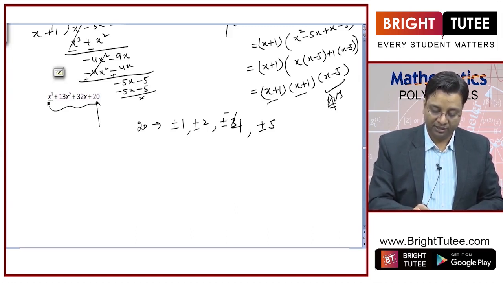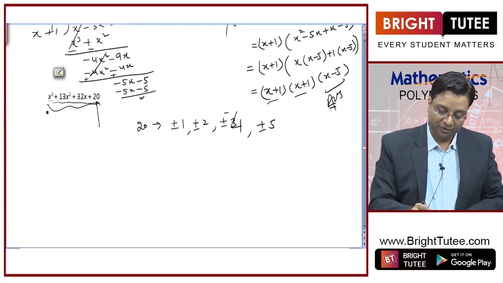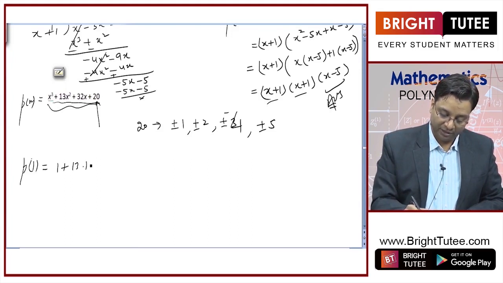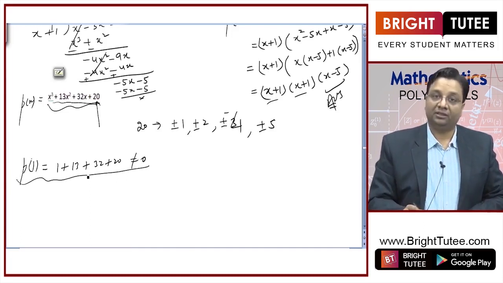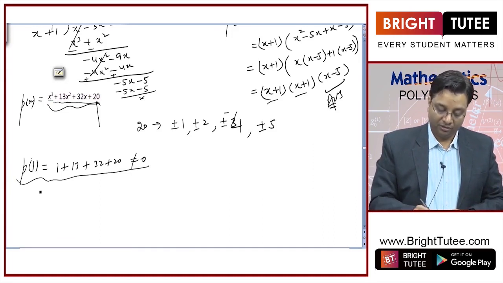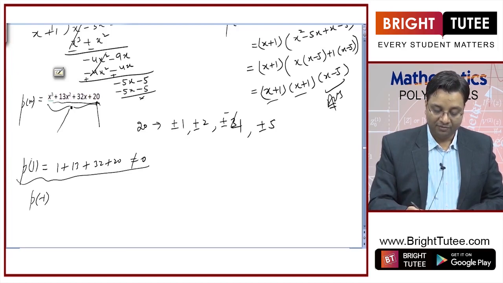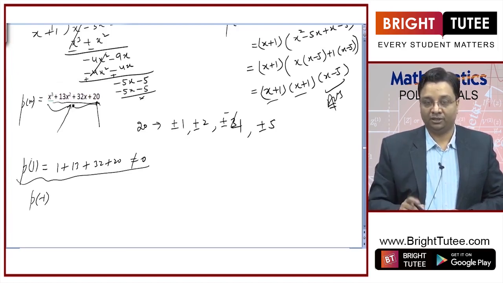If I put 1, it will be the sum of coefficients, right? Because in place of x if I put 1, it will give me the sum of coefficients, for example in this case, if I put x equal to 1, this will give me 1 plus 13 plus 32 plus 20, which will not be equal to 0, right? This you could have visualized without even writing this step, okay? So you directly start with p of negative 1, because something negative when you put in place of x can make this expression 0, something positive cannot make it 0.